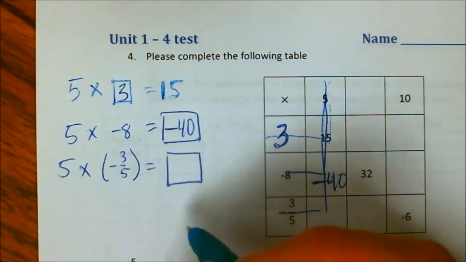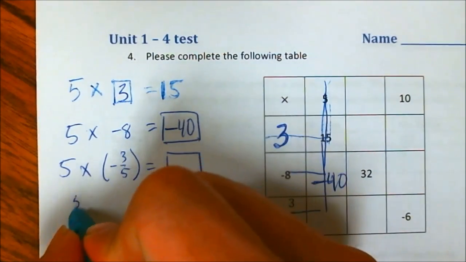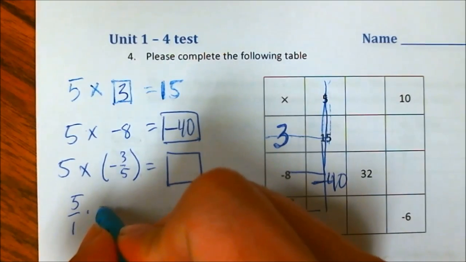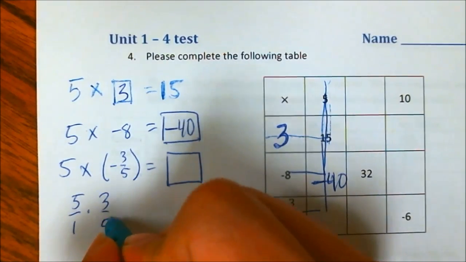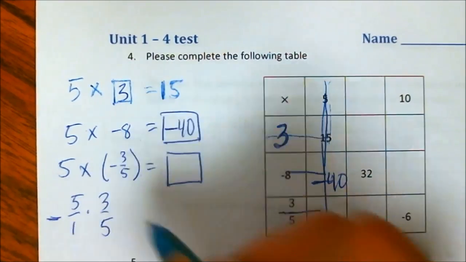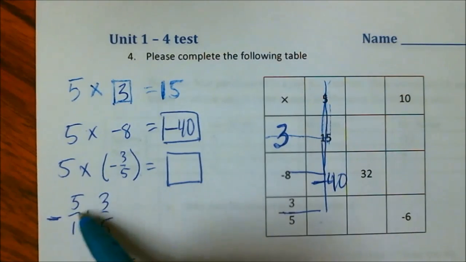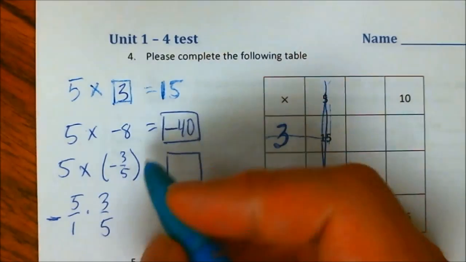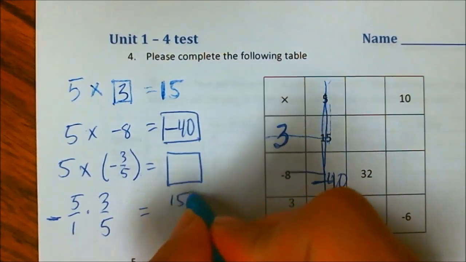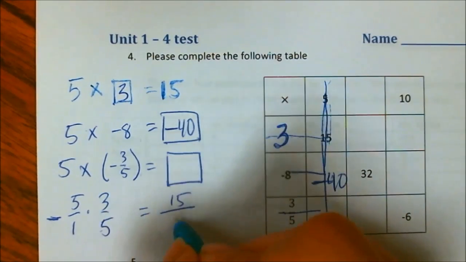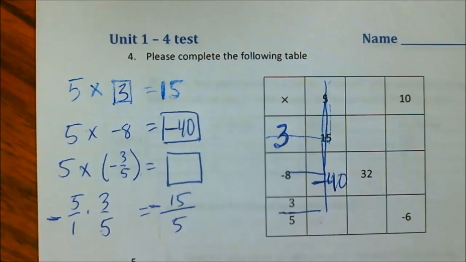5 times a negative 3/5. Ooh, let's write that again. That's like 5 over 1 times 3/5, and it's negative. I just moved the negative out front so it's not in the way. 5 times 3 is 15, 1 times 5 is 5, and it's negative.